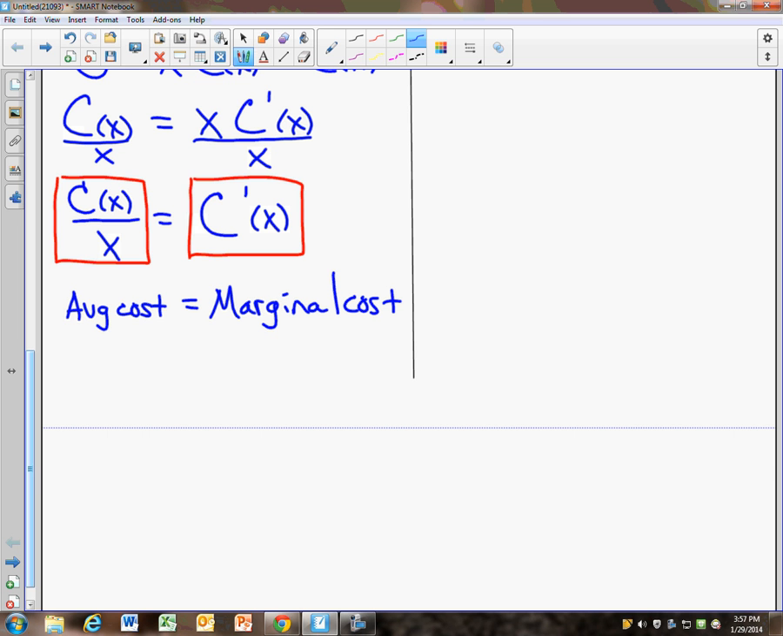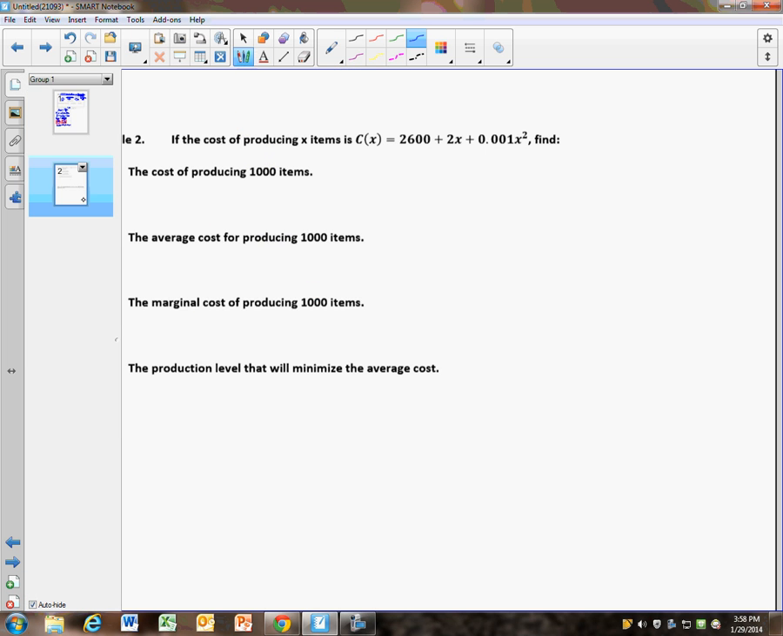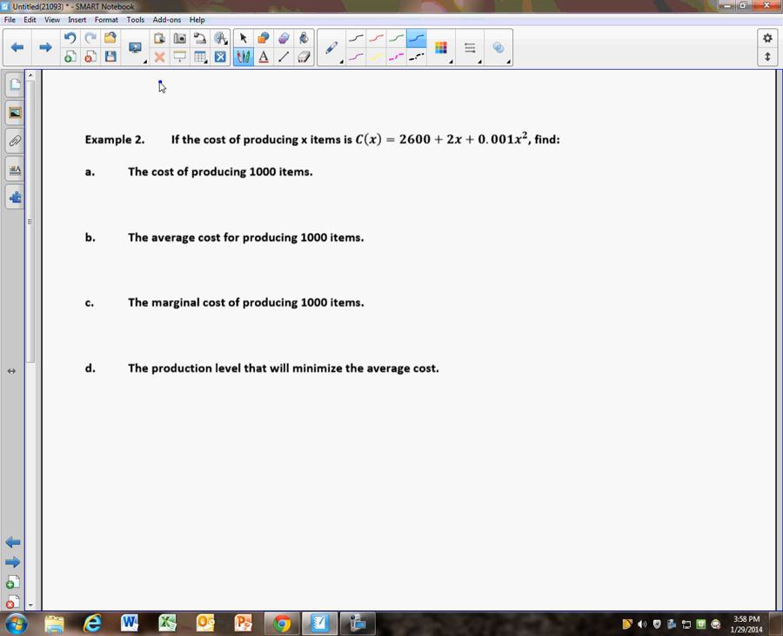When those two are equal, we have minimized the average cost. And so we've used calculus in order to generate an expression that works very, very well for us in economics. So let's flip it over and let's try a problem. If the cost of producing x items is C of x equals this, find the cost of producing 1,000 items. So now we're just going to make sure that you can use the correct formulas.